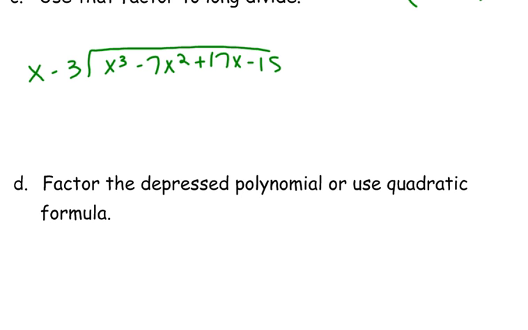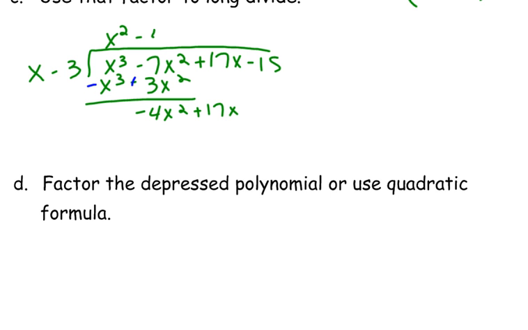So now I'd say how many times does x go into x cubed? That'd be x squared. When I go ahead and add here, I get negative 4x squared plus 17x. How many times does x go into negative 4x squared? It'd be a negative 4x times. So again, I distribute that there. This is getting you good practice for long division, huh? I go here, boom, boom.